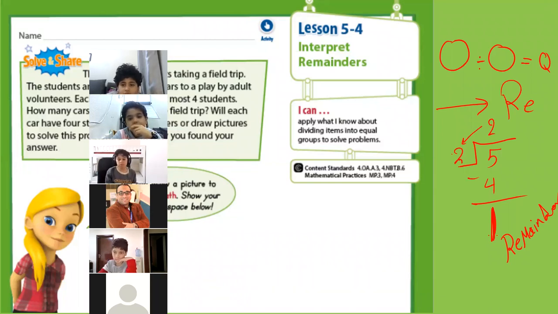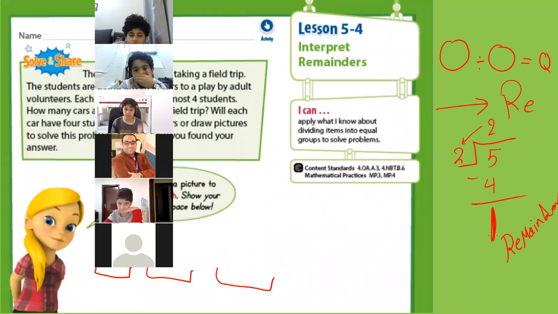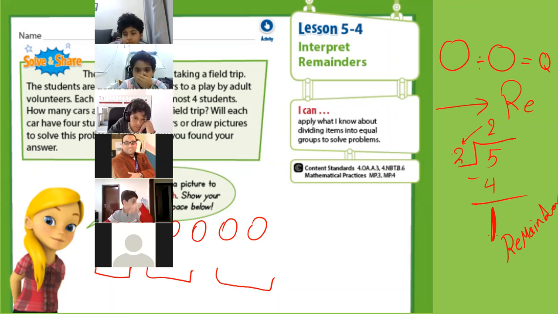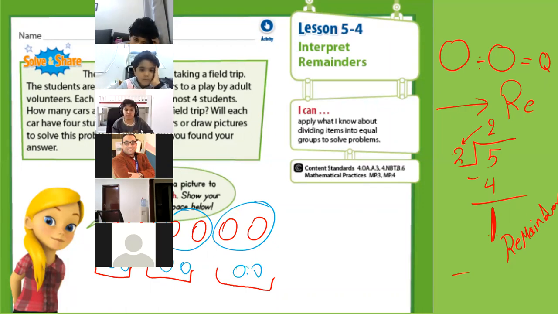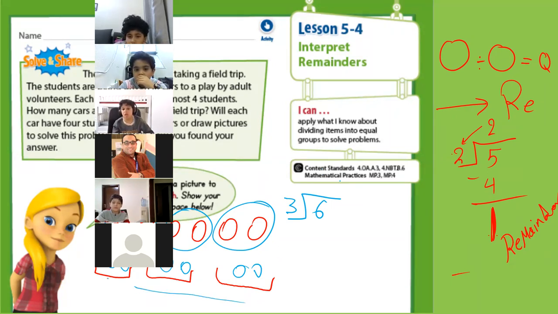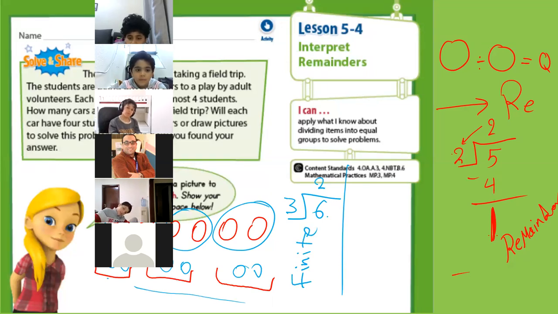Salim, suppose I have 3 baskets, and I have 6 balls. I need to distribute the balls over the baskets. How many balls are included in each basket? 2. So I can put 2 balls here, and 2 balls here, and 2 balls here. Am I right? As we know, 6 divided by 3 equals 2. That's called finite division. Why? Because 2 times 3 equals 6 and 6 minus 6 equals 0. Finite division ends with 0.